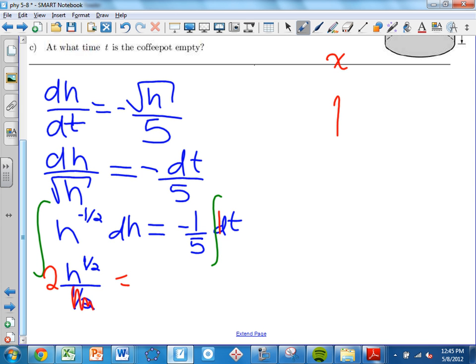Let me explain to everybody, because I know it's unclear. When you take the derivative of x, don't you get 1? So if you integrate 1, don't you get x? And there's really a 1 here, so you're integrating 1 with respect to t, and you're just going to get a t. If you take the derivative of t, it's just 1. So this is going to become negative 1/5 t.